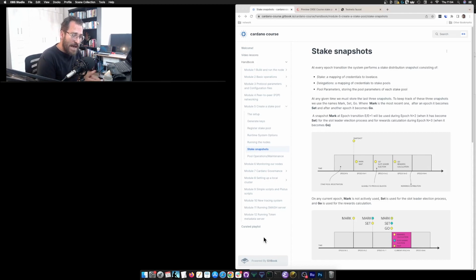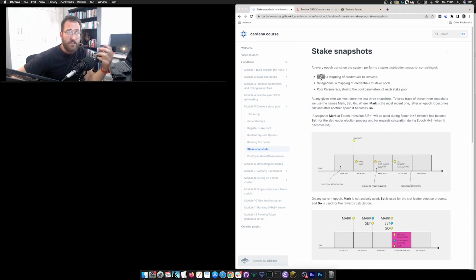And for that, the system takes this snapshot, this is like a picture, an instantaneous picture of how the stake distribution looks like at every epoch transition, at the beginning of every epoch, if you will. Now, this stake distribution snapshot contains 3 pieces of information. First, it contains the stake mapping. This is a mapping of credentials to Lovelace. This is how much stake is associated to each stake key.